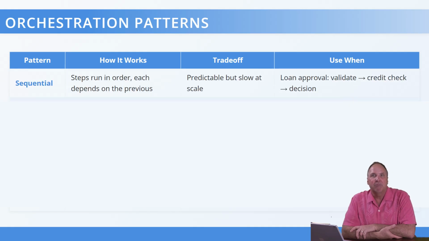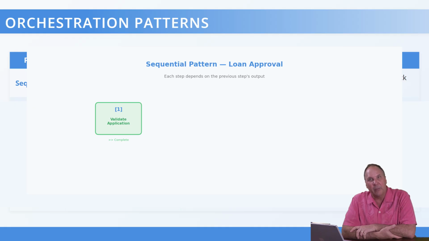Pattern number 1, sequential. This is easy. Steps run in order, and each step depends on the output of the one before. Think of the loan approval process. You can't assess creditworthiness until you've validated the application is complete. You can't make an approval decision until you've assessed creditworthiness. So the flow is: validate the application, pull the credit reports, run the underwriting model, generate the decision letter. Each step feeds the next.